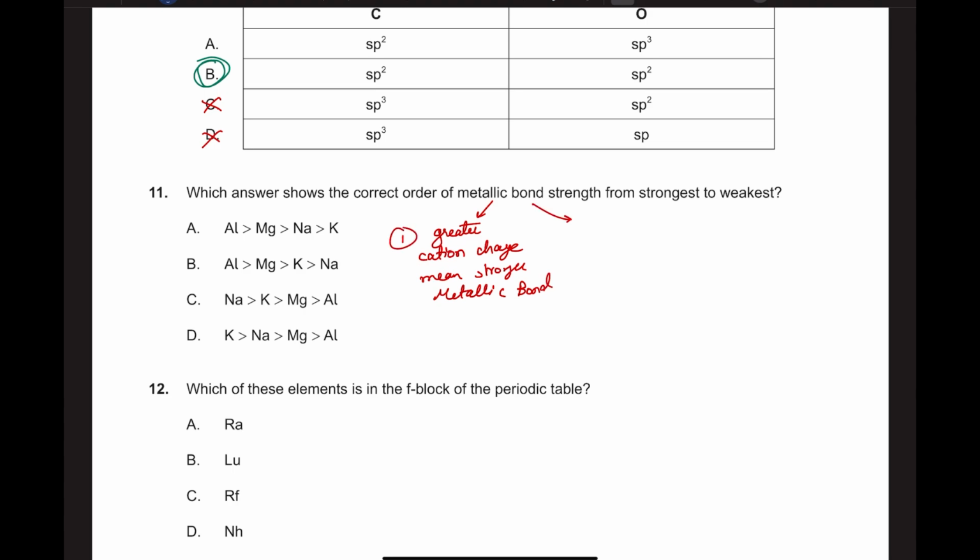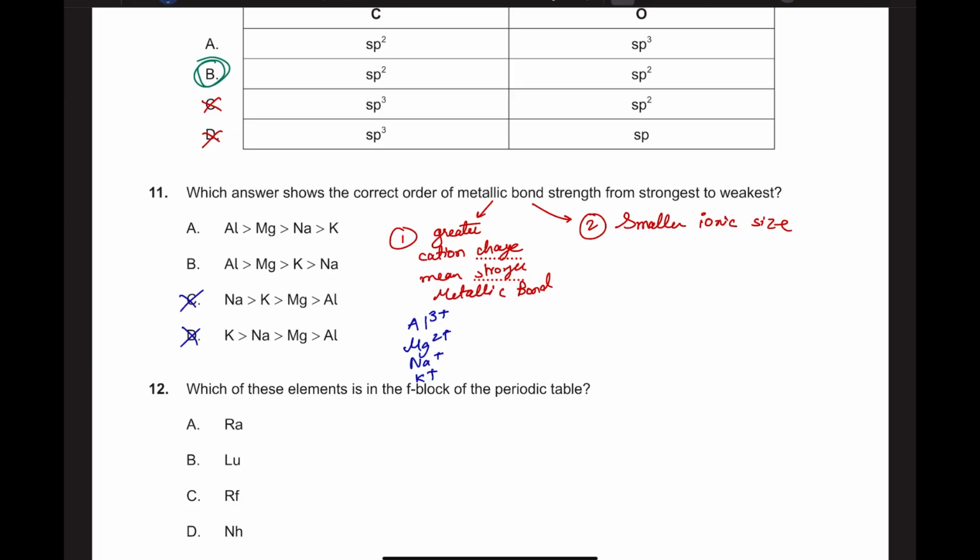Second criteria would be smaller size of cation or smaller ionic size. If you look into the elements listed here, Al forms Al3+, Mg forms Mg2+, Na forms Na+, K forms K+. So aluminium and magnesium should have the highest metallic bond strength. So we can eliminate C and D.